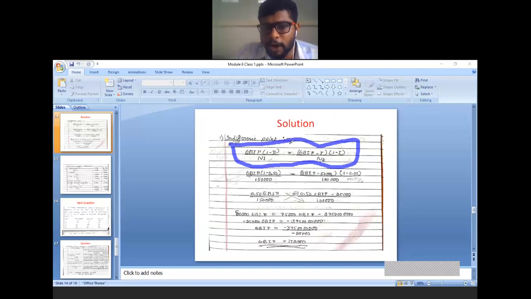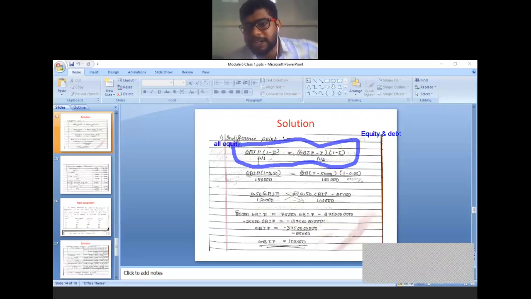Two sides are there in the formula: EBIT into 1 minus T divided by N1. Listen, this is for all equity. The left side is for the all-equity case, and the right side is regarding equity and debt. How can you recognize that? Because on the left side interest is missing. Check it, interest is missing. Interest is missing means debenture is not there. That is the all-equity case.